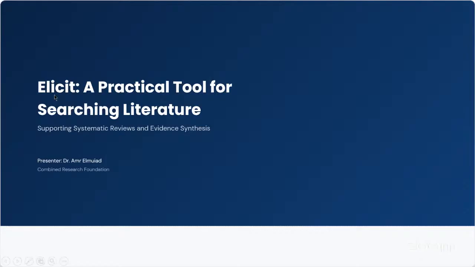Today, I'm going to be talking about something called Elicit. It's an AI that you can use. It's helpful in screening and searching for studies when you're making your systematic review. So let's just begin.